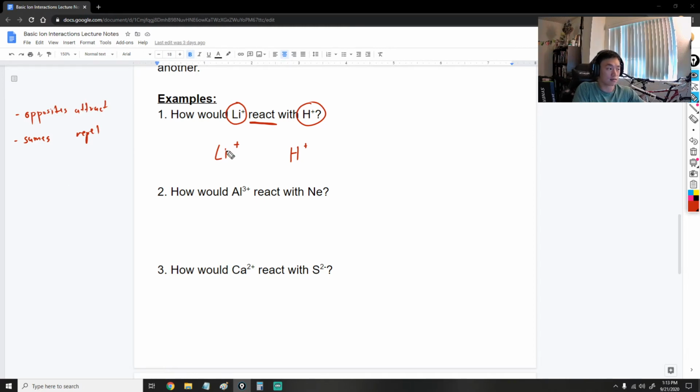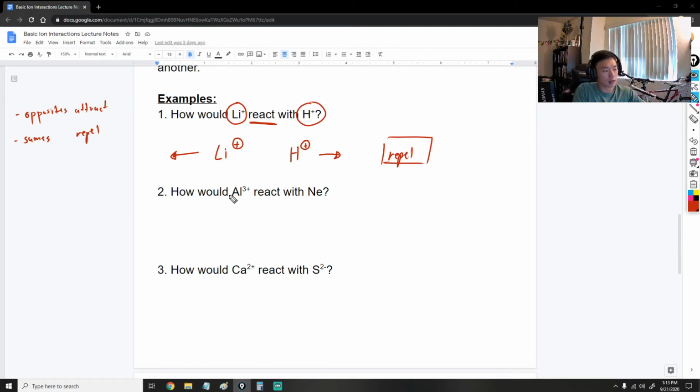Okay, obviously, since they're the same, they're going to repel. They're going to push each other away from one another. And so the answer here would be they just repel, because they're both positive. Same charges repel. All right, let's go to number 2.